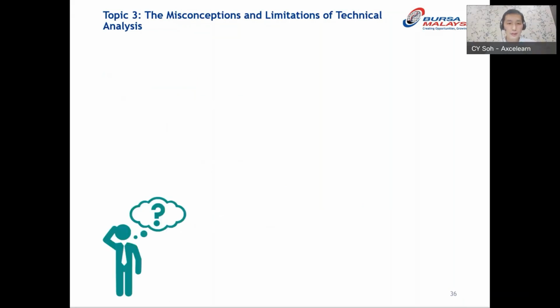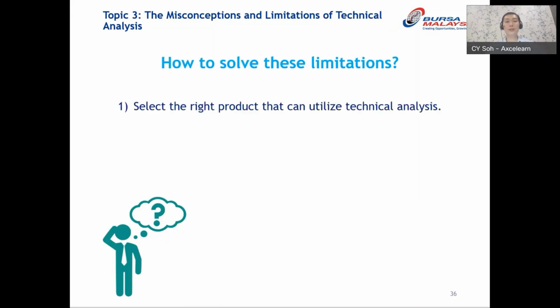Okay, now given that there are so many limitations in technical analysis, how are we going to solve it? Number one, you can select the right product that can use technical analysis. Earlier, I gave you some examples where you cannot use technical analysis at all. It would be a big disadvantage for you. You are lucky, especially if you trade futures: index futures, we have FKLI, and commodity futures, which is the FCPO. Both have trends, both are highly liquid. You can trade this market effectively using technical analysis.